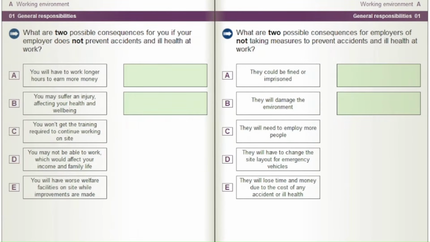What are two possible consequences for you if your employer does not prevent accidents and ill health at work? You will have to work longer hours to earn more money. You may suffer an injury, affecting your health and well-being. You won't get the training required to continue working on site. You may not be able to work, which would affect your income and family life. You will have worse welfare facilities on site while improvements are made.